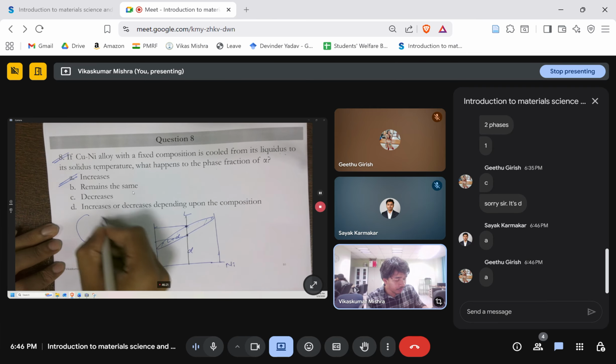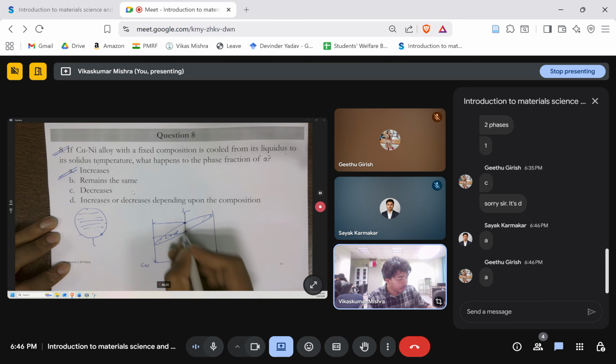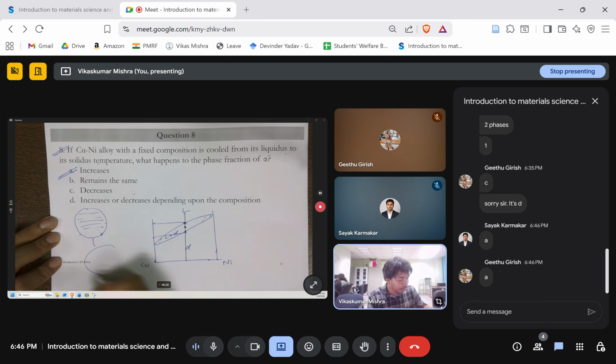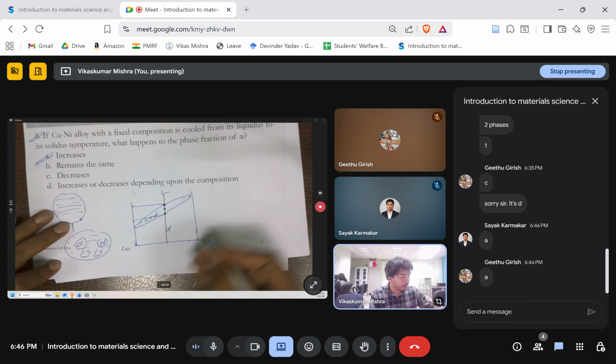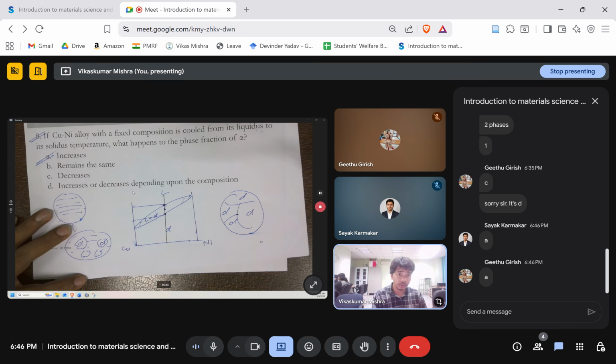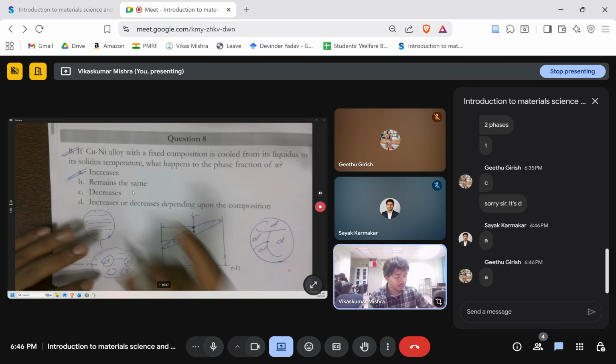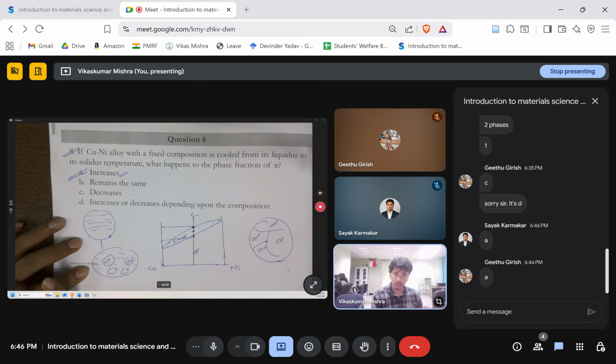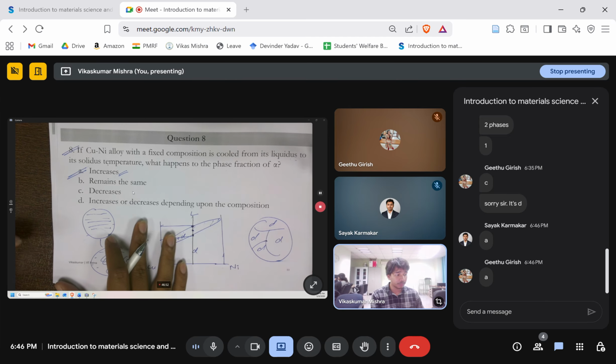Initially the entire microstructure was liquid, but once we went somewhere, let's say in between, the liquid will be there. Along with that, the solid phase of alpha will also be there. So it has increased. Now if I move to the entirely solid, what we'll get is a microstructure like this. No liquid will be there. Very good. So option A is the right answer over here. If any doubt, let me know. If not, let's move to the next part, question number 9.